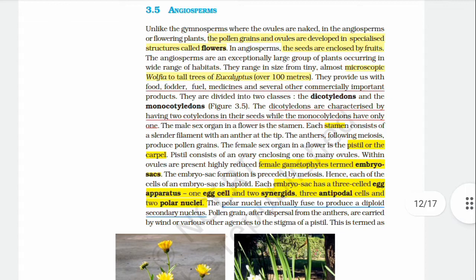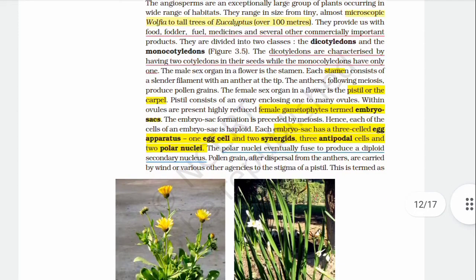And if you see the male sex organ, it is the stamen, which has a filament and an anther. The female sex organ is called the pistil or the carpel. They have three parts: the stigma, the style, and the ovary. The female gametophyte, that is the gamete producing generation, is the embryo sac.